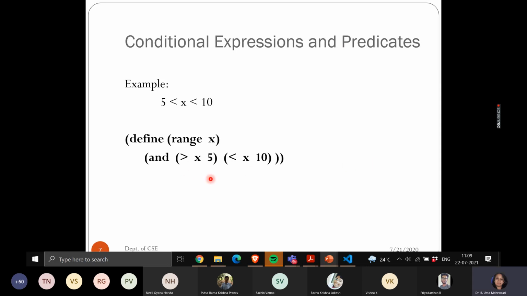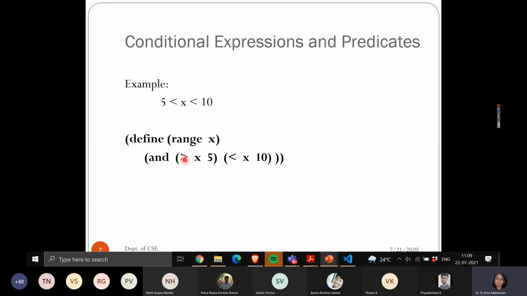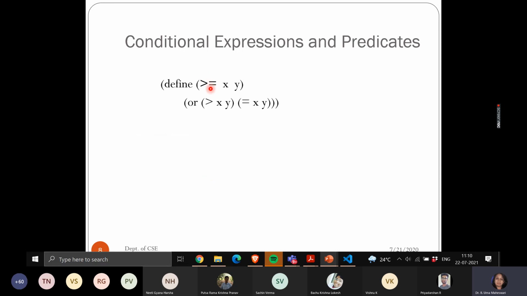Okay, so this is one simple example, and let's take another example. Define less than or equal to. In the previous case, I told that greater than and less than are built-in procedures. So by using a built-in procedure, can we define less than or equal to or greater than or equal to? Yes. So greater than or equal to is a user-defined function. It is not available in the interpreter, but we are going to make use of the greater and equal procedures.